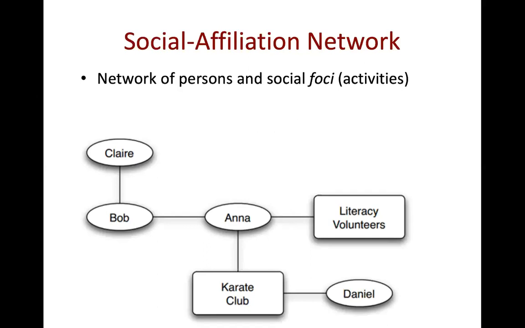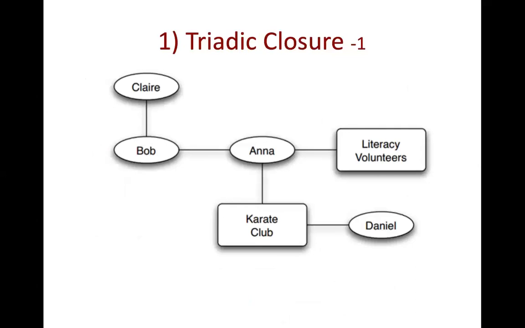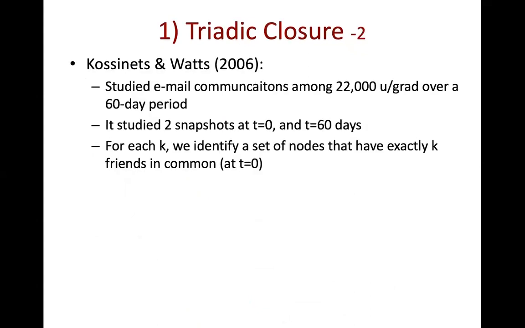A social affiliation network is a network of people and social activities, right? For example, Perry, Bob, and Anna are literacy volunteers, and Daniel and Anna go to karate club. So there are three types of possible closures here: two people with a friend in common, two people with a focus in common, and a person joining a focus that his friend is already involved in. Take trial closure: Bob and Clary have strong ties, and Bob and Anna have strong ties, and therefore they also get a tie between Clary and Anna.